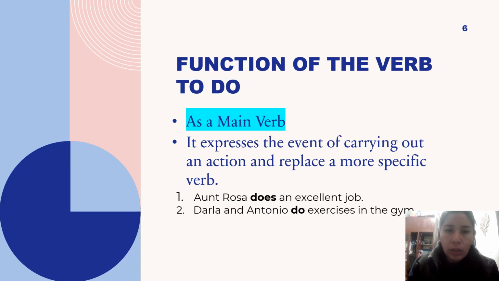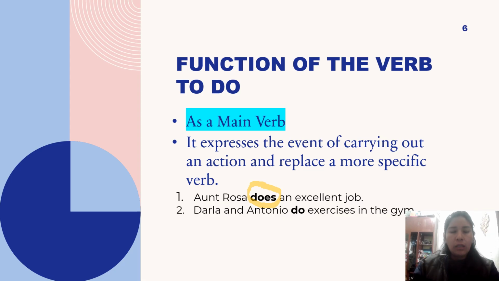Okay, now we will pass to another auxiliary verb, that is the verb to do. The function of the verb to do as a main verb means it expresses the event of carrying out an action and replaces a more specific verb. For example, Aunt Rosa does an excellent job. In this example, does represents that she works very well.